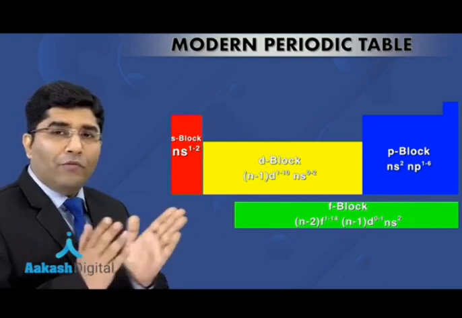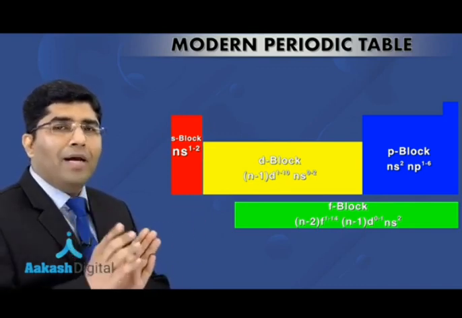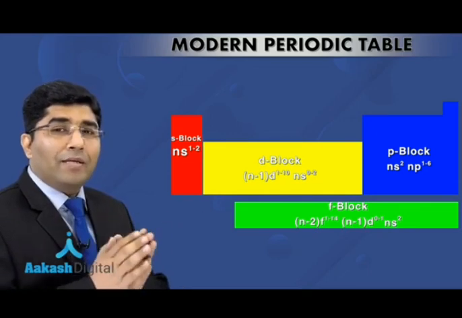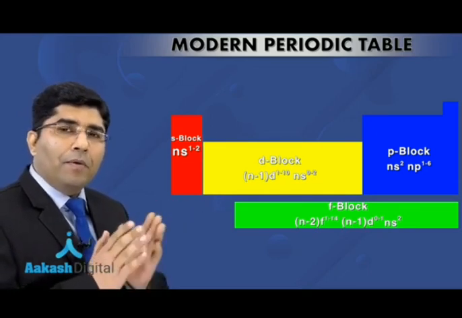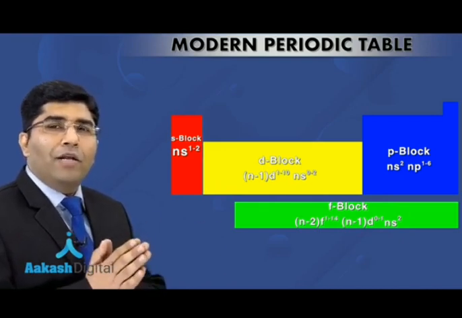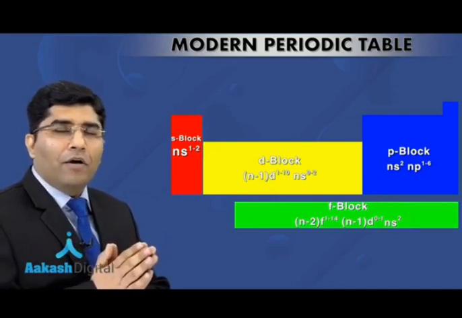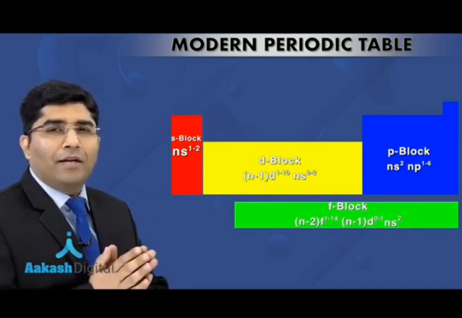So if anybody asks you why the s block is called the s block, the simple answer is the filling of the s subshell takes place. In the p block, filling of the p subshell takes place. In the d block, filling of the d subshell takes place. And in the f block, filling of the f subshell takes place.